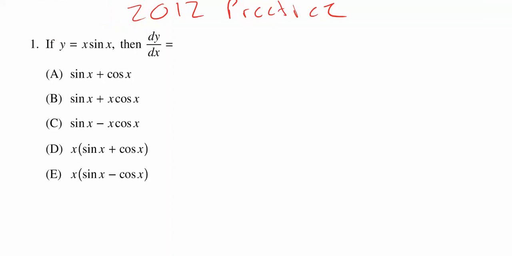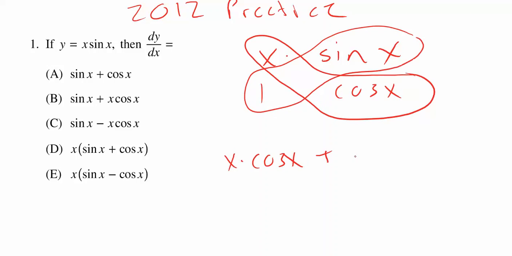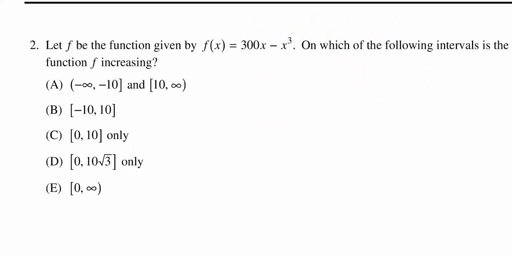Y equals x sine x, find the derivative. We've got x times sine x, so let's do our product rule. The derivative of the first part is 1, the derivative of sine is cosine. Do our little 2/3 bow tie. X times cosine x plus 1 times sine x. Which one is that? Looks like that's B.